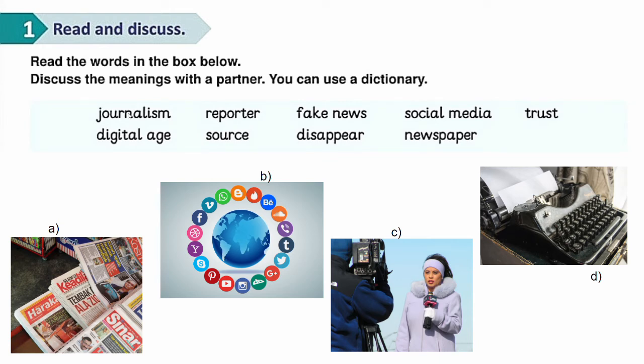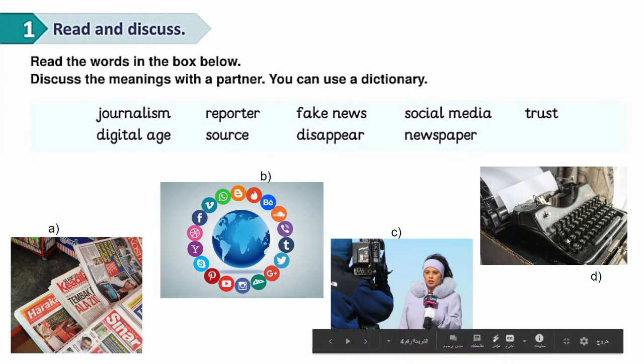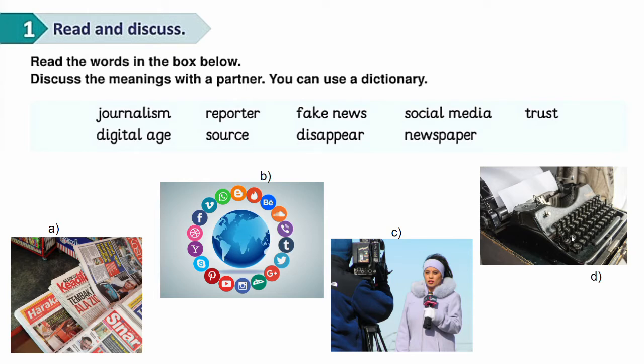Concerning journalism, the best picture that suits it is picture D. We have typewriter. A journalist usually types articles in order to be published in a newspaper. We have fake news, so readers pay attention to fake news. They should be aware that fake news may mislead them, so they should have trusted sources.